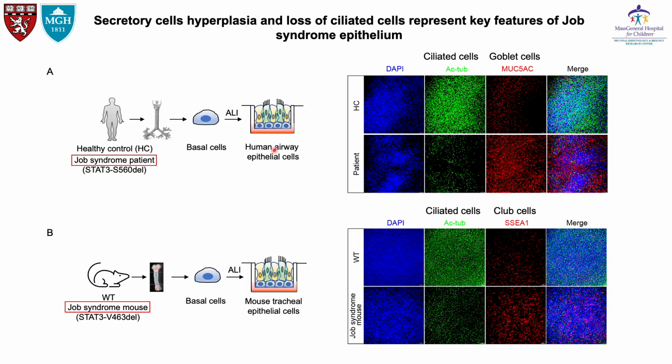So firstly, we derived airway basal cells from a drop syndrome patient and a drop syndrome mouse, which harbor different types of STAT3 mutation respectively. When exposed to differentiation condition, the proportion of cilia cells decreased significantly in drop syndrome patient and drop syndrome mouse, while the proportion of secretory cells such as goblet cells or club cells increased.